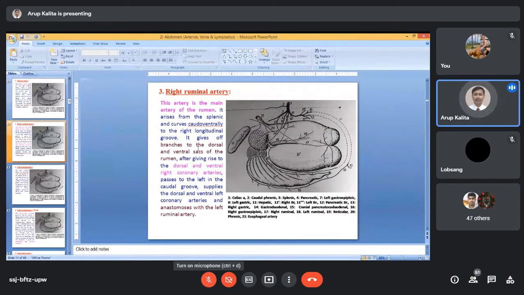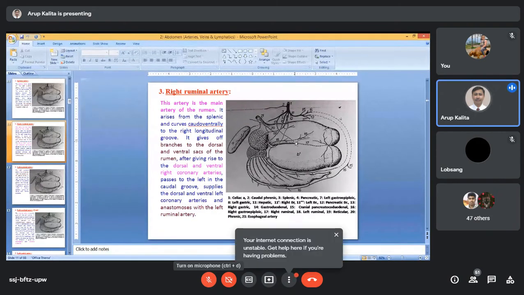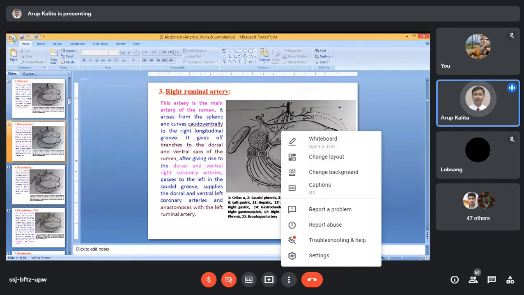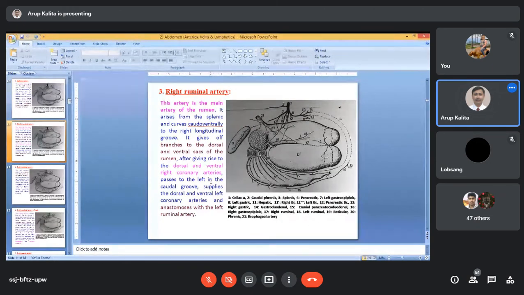It gives off branches to the dorsal and ventral sac of the rumen. This is the dorsal sac of the rumen. This is the ventral sac of the rumen. So it will supply blood to both the sacs. After giving rise to the dorsal and ventral right coronary arteries, it passes to the left in the caudal groove, supplies the dorsal and ventral left coronary arteries, and anastomoses with the left ruminal artery. So this right ruminal artery will come like this, and it will join to the left side.